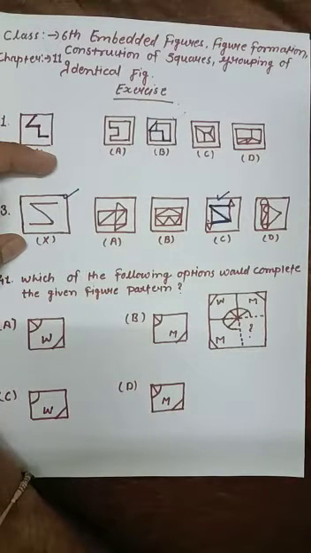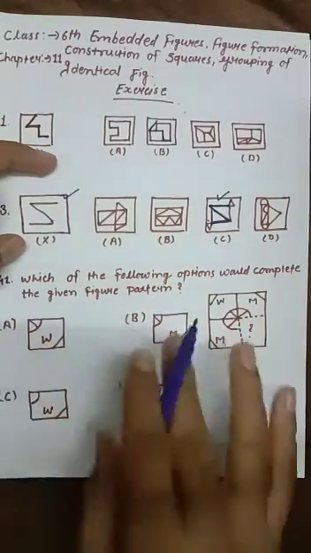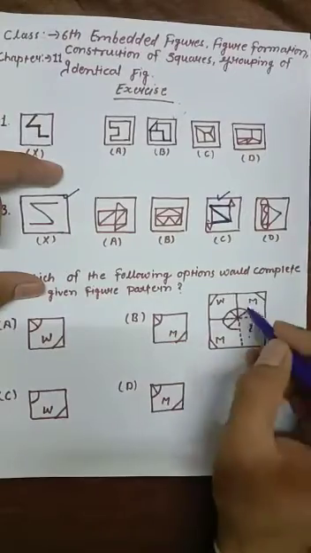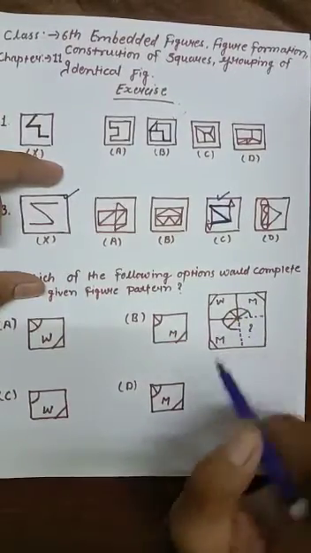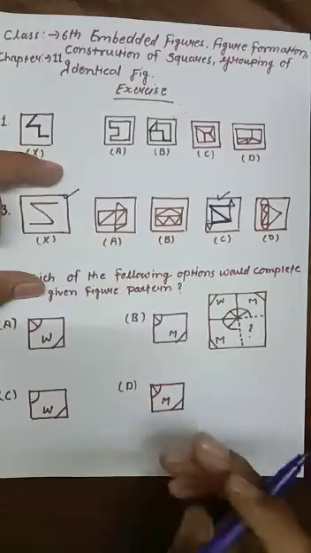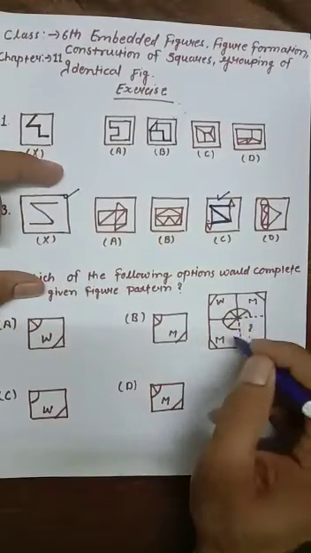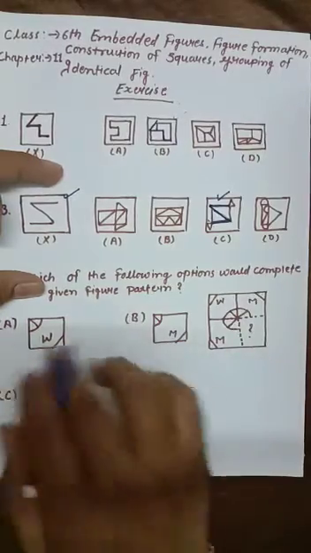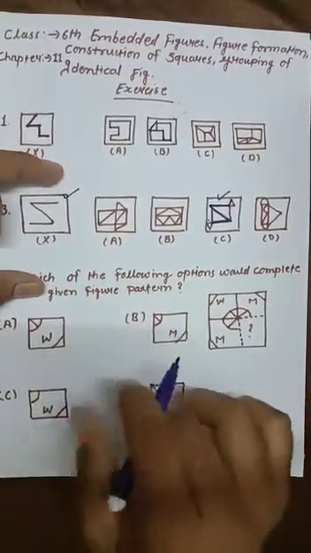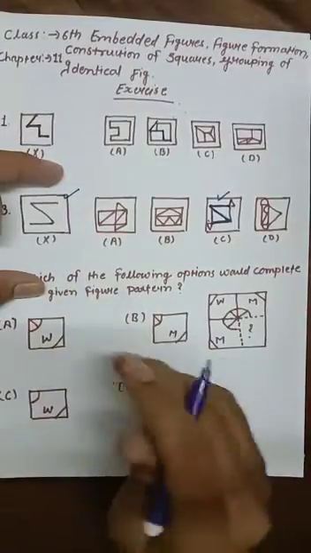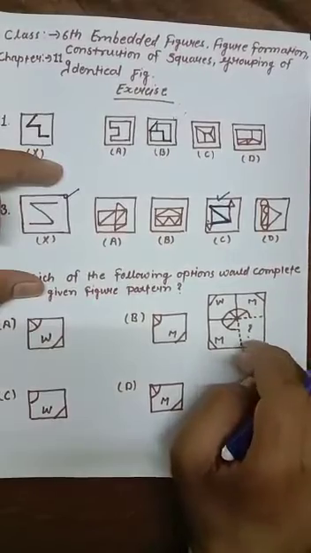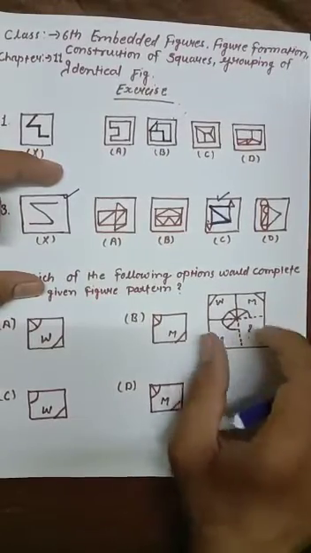Now come to the next one. Which of the following options would complete the given figure pattern? That means this figure will be completed with the help of a single logic. The same logic which is going on for completing this figure, we have to pick from the given options A, B, C and D. There are 4 options available. With the help of that option we have to put it here, and that will complete the whole figure.